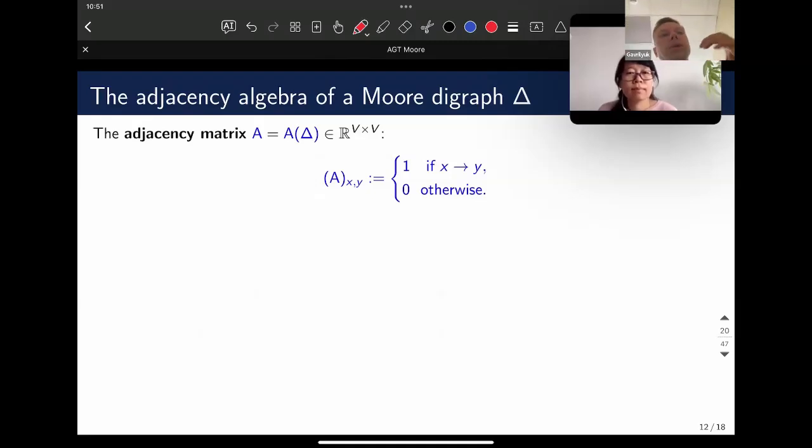So let me first define the adjacency matrix of a Moore digraph delta. It is the 0-1 matrix whose rows and columns are indexed by the vertex set. In the xy entry, we write 1 if there is an arc from x to y and 0 otherwise. So it's very similar to the definition of the adjacency matrix of undirected graphs, but of course, it's not symmetric in general.